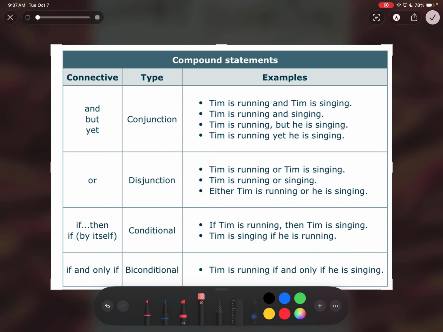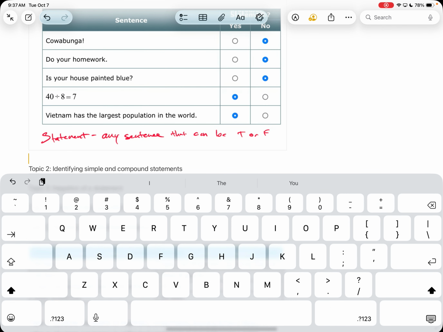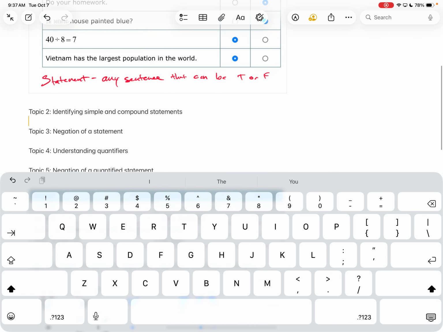And I do not remember if we do if and only if in this class, but biconditional is like, in the if-then statement, it's if this is happening, then this is happening. Like if the first one's true, then this one is true. A biconditional, it works both ways, okay? So it would say the second one also has to be true for the first one to be true. So Tim's only running if and only if he is singing. So let me save this in here before we go to the problem.